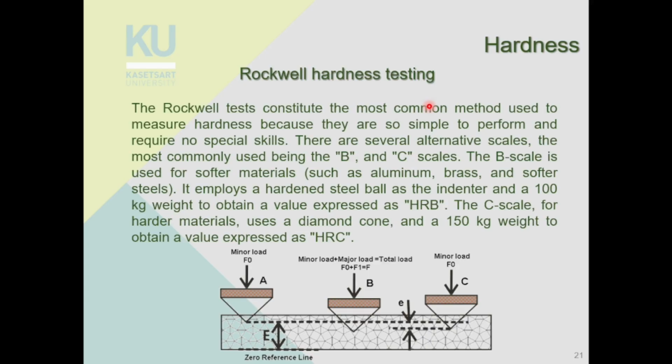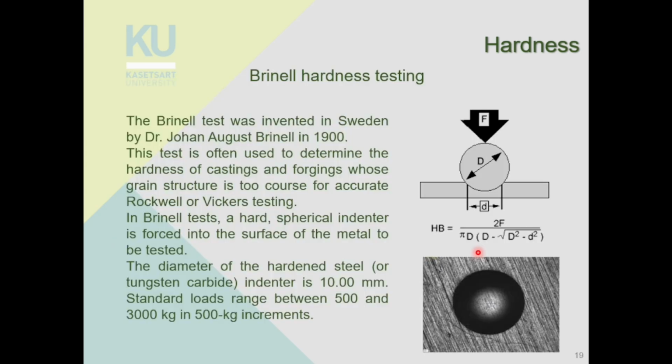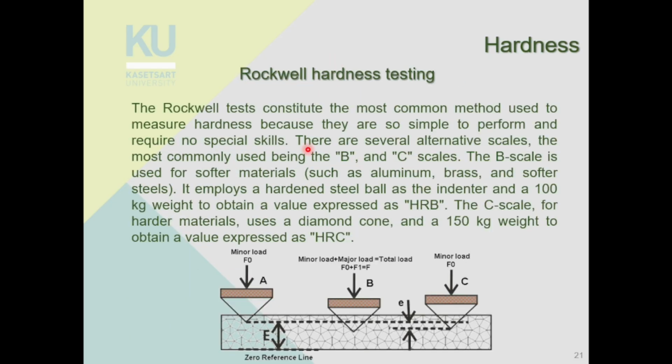You don't have to measure the indentation, right? So if you look at the Rockwell hardness, you don't have any formula to calculate the hardness, right? So the machine will give you the value straight away. Okay. Rockwell hardness has two main scales, right? One of the main scales is the B scale, and the other main scale is the C scale.